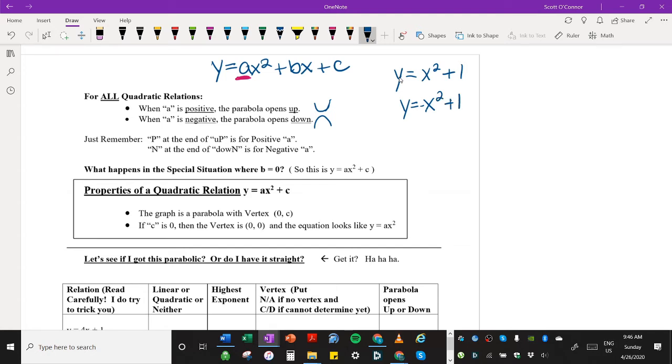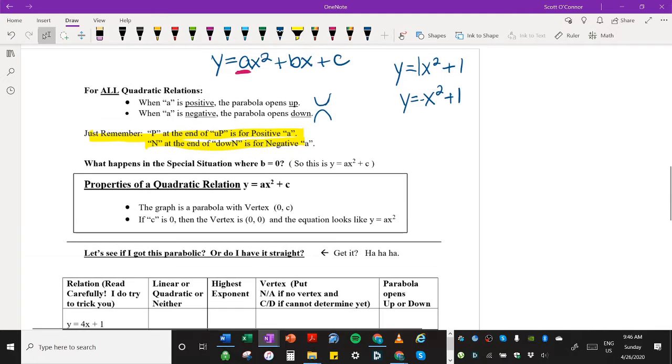When it was y equals x squared, a was positive 1. Therefore, the parabola opened up. When we had y equals negative x squared plus 1, the a was negative. It's negative 1, and so it opened down. And this is a little clue you can use here. P at the end of up is for positive, and N at the end of down is for negative.